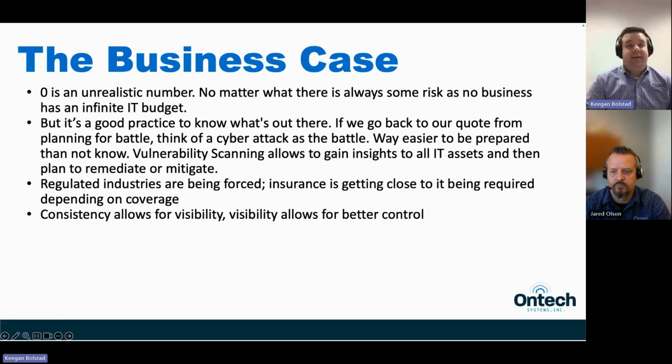Zero is an unrealistic number. Those of you that have been doing vulnerability scans in the past on a project basis know this. Getting to zero is hard unless you have an infinite budget. It's a good practice to know what's out there though.